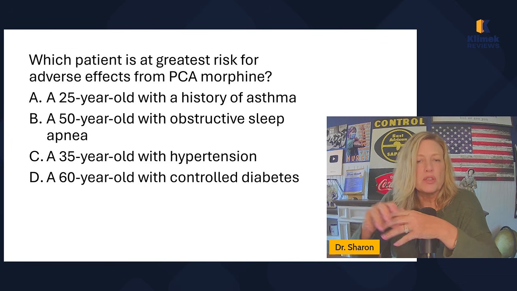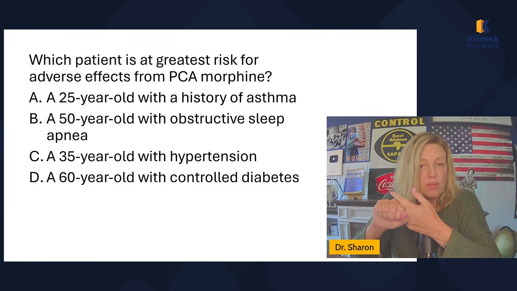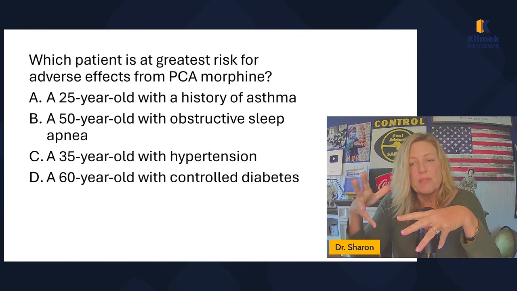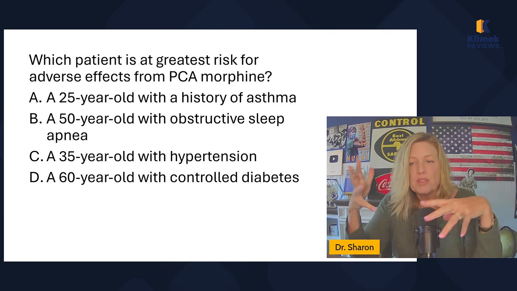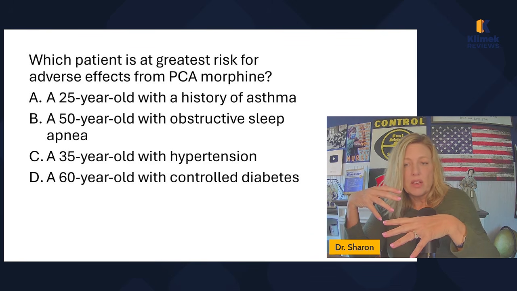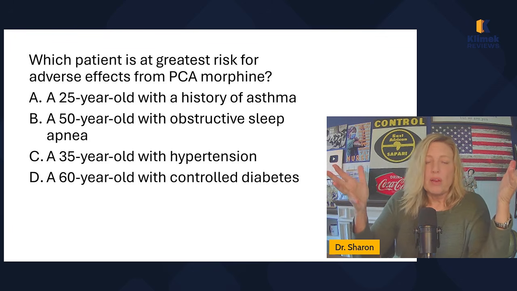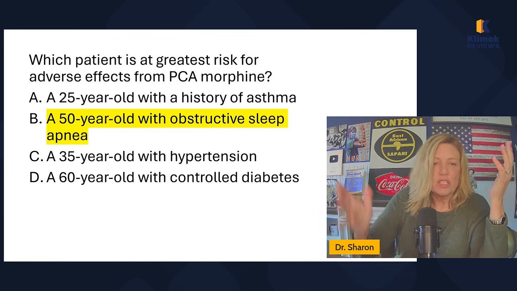So would you be more concerned about a young person with a history of asthma or an older person with obstructive sleep apnea? Because what's going to happen when they're using the PCA? Do you think they're going to sleep? Yes. Do you think it could depress their respiratory? Yes. So when you think about risks, I would just have to go with B.